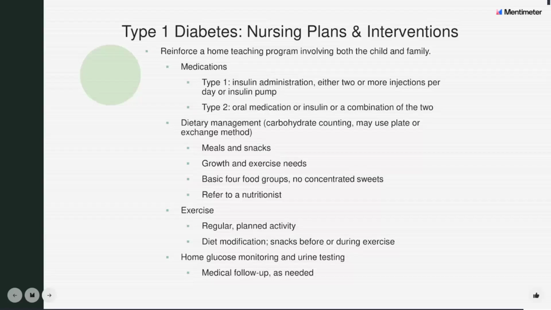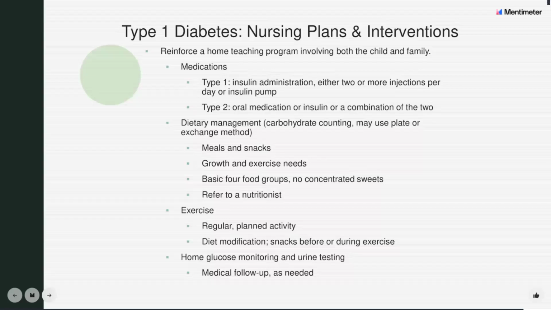With our type 2 diabetics, they are typically just on an oral medication, maybe have to do some sliding scale insulin. We're going to teach them dietary management, so carb counting. We might use the plate method, that sliding scale, how to adjust for meals and snacks, their growth and exercise. Remember, our kids grow at varying rates, so they are very unstable with their diabetes management.